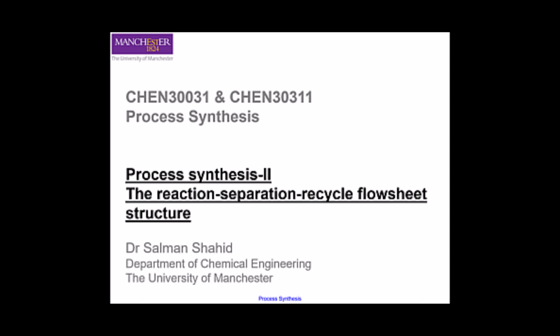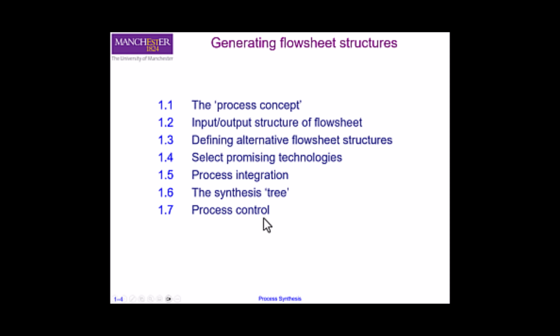In this section of chapter 1, we will look at the process of generating alternative flowsheet structures. This section is broken down into 7 subsections, as you can see on the screen. And in the next few slides, we will look at the details of all these subsections.